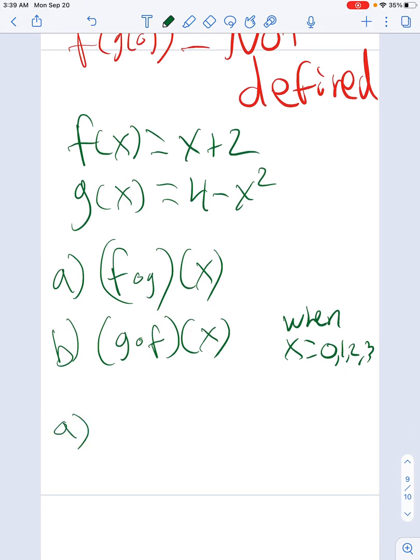All right, I'm going to start with part A. Again, I'm going to take my inside piece. This is like saying f of g of x. I'm going to take what's inside, 4 minus x squared.